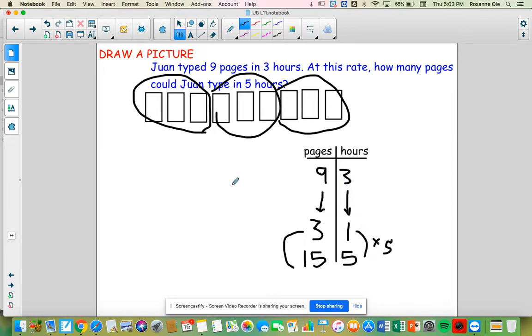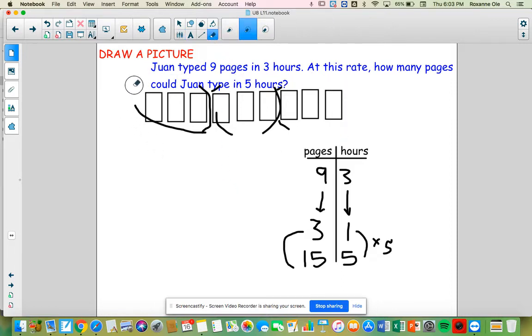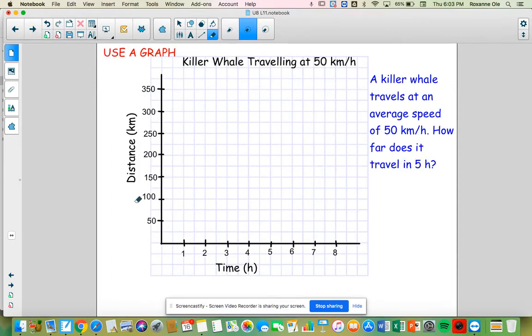I guess in a question like this, it's important to try and figure out how many he does in 1 hour, so then you can figure out how many he would do in 5 hours. Okay, the next thing you could do is use a graph. And some of the questions you're going to be doing today, you will need to use a graph. So if you don't have any grid paper at home, you might want to print it off of the internet. Just do a Google search for grid paper or graph paper, and then print a page for yourself.